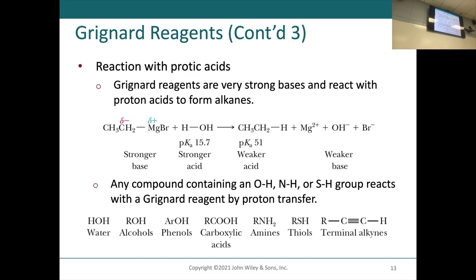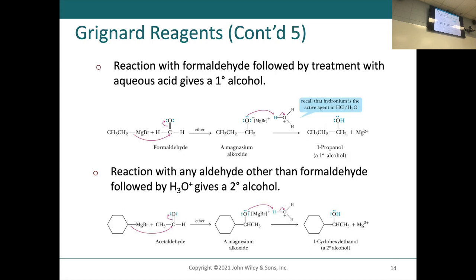Okay, and so chemists have to spend a lot of time trying to figure out how to make their chemistry work. So anything like that, you got to make sure isn't in the molecule when you are reacting it with a Grignard reagent. Okay? So here's an example of taking a Grignard reagent and reacting it with an aldehyde, in this case formaldehyde. So here we have CH3CH2MgBr, they're using the bromide, and they're going to react it with formaldehyde.